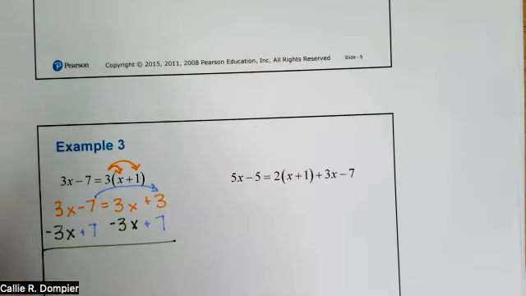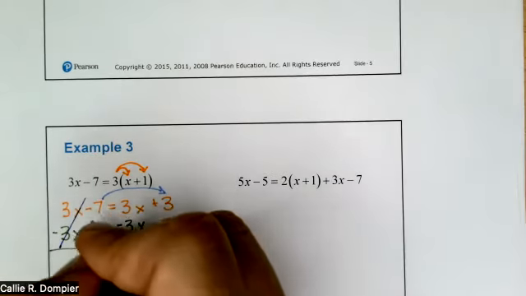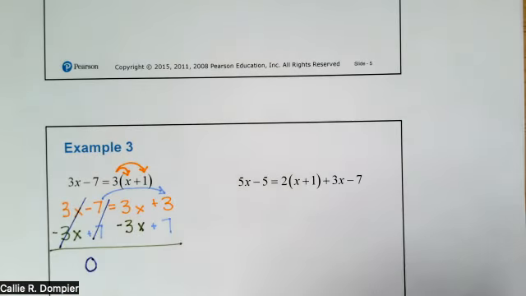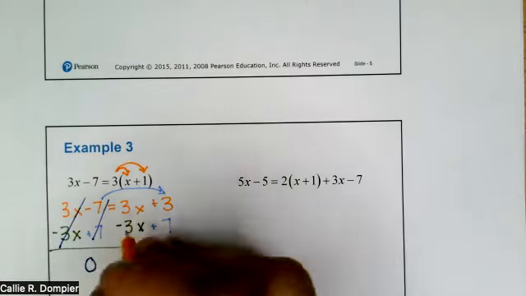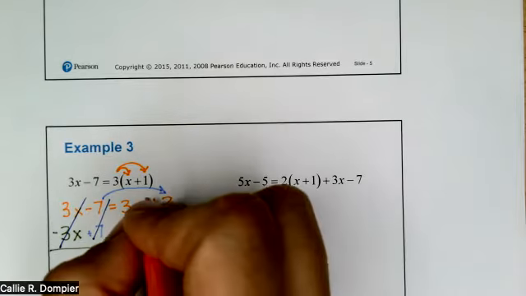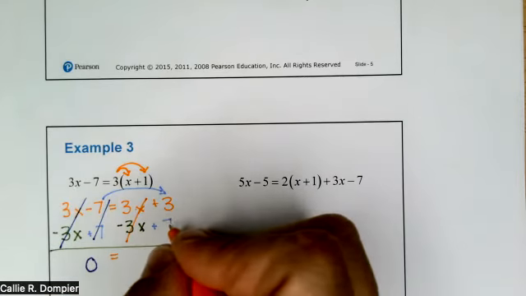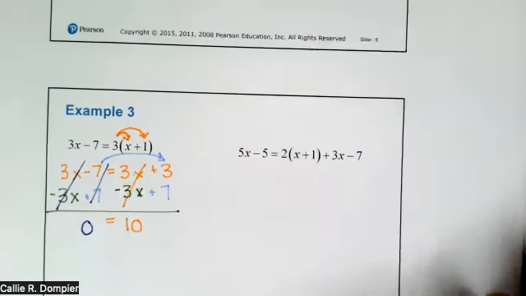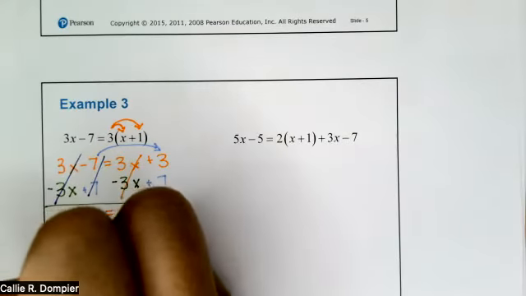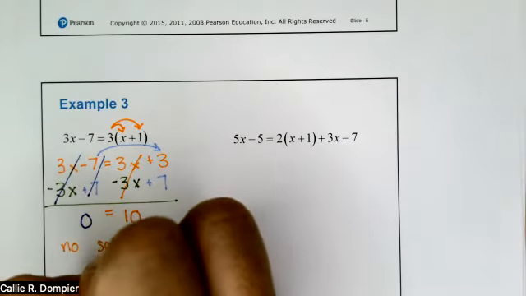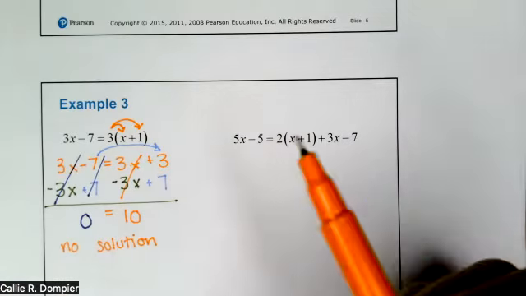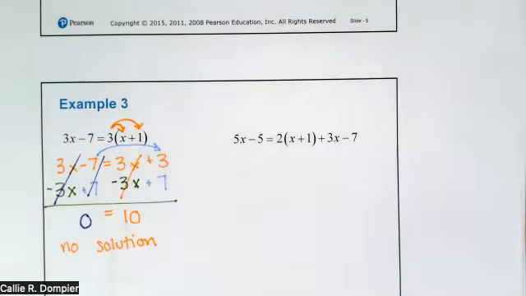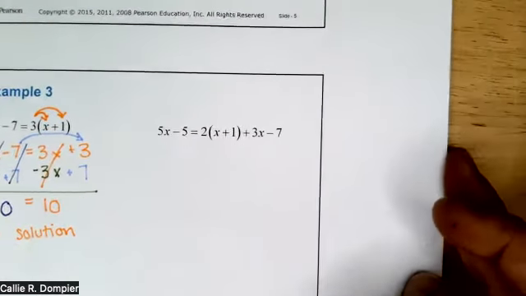3x minus 3x eliminates. Negative 7 plus 7 eliminates. So that's just 0, right? There's nothing over here. Equals 3x minus 3x, nothing. 3 plus 7 is 10. Is that true? No. So this one we would say no solution. There is no number you can put in here and make this true. It is impossible for this to be true. There is no value of x that is good.